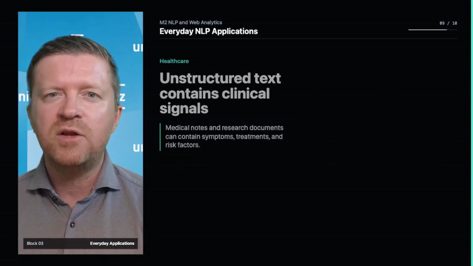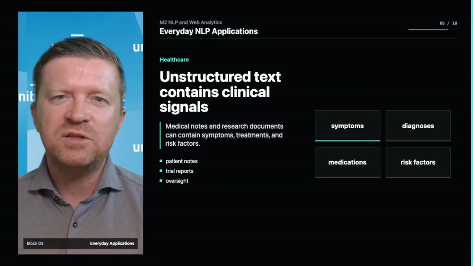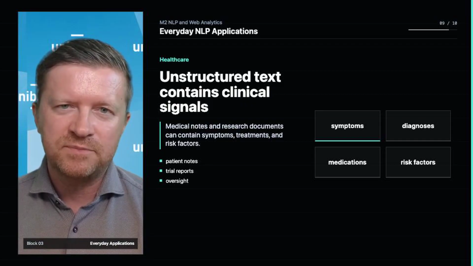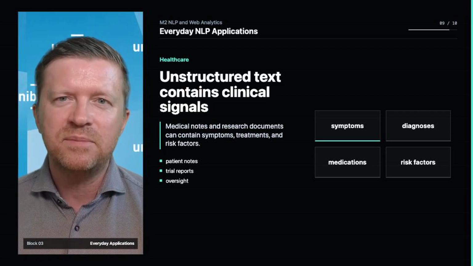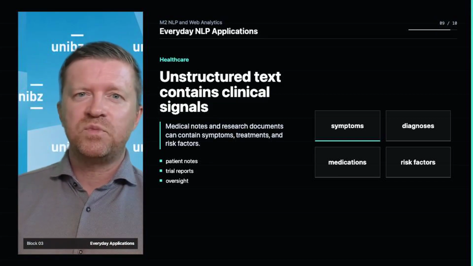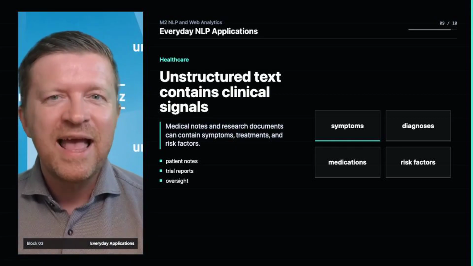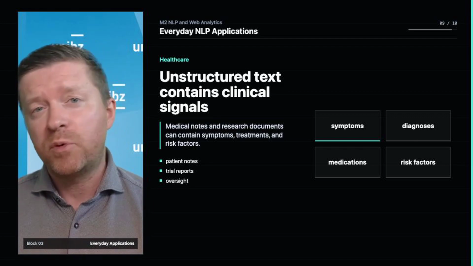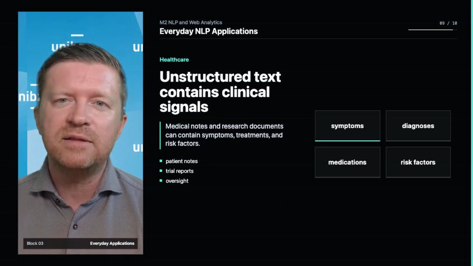In healthcare, an enormous amount of information exists as unstructured text. Patient notes, research articles, clinical trial reports, and medical records. NLP can help identify symptoms, diagnoses, medications, treatments, and risk factors in those documents. Tools in this space can support predictive analytics, personalized care, and medical research workflows, provided they are used with appropriate caution and oversight.